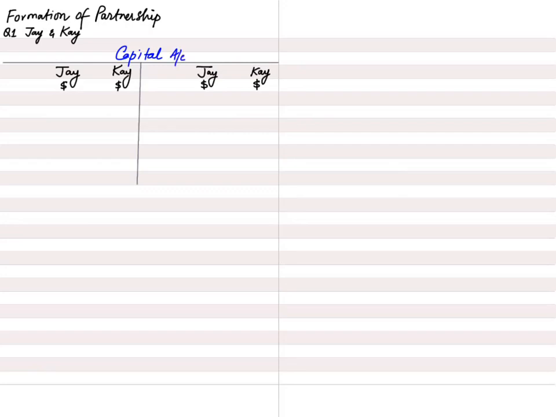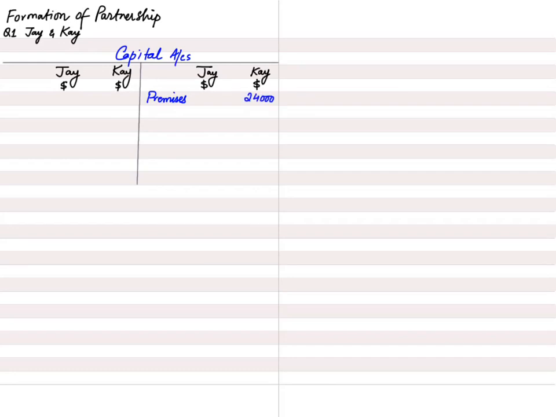Then there are no capital account balances previously. Now, what are the assets that they are bringing into the business? J is not bringing his premises, but K is bringing it. If the premises is coming into the business, what will be the entry? Premises will be debited and capital account will be credited.